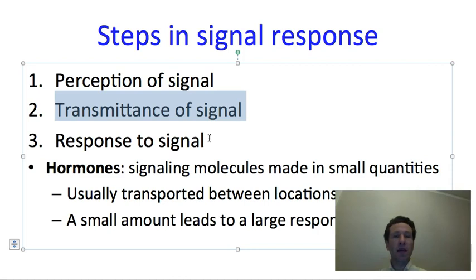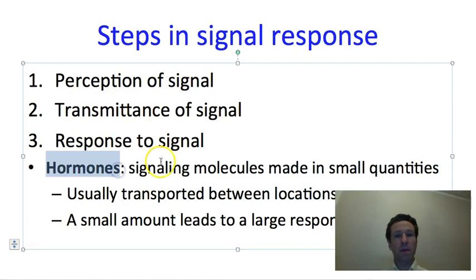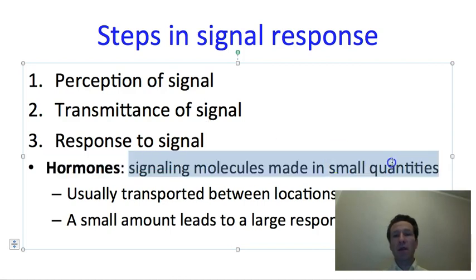So the signals that get sent from one part of a plant to another part of the plant that lead to a specific response are going to be hormones. And hormones, by definition, are signaling molecules, and they are always made in small quantities. There's just enough hormone to convey information, but it's not like nutrients where there has to be a large amount to cause an effect.